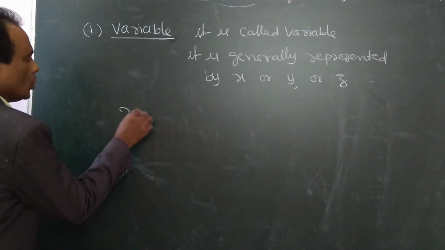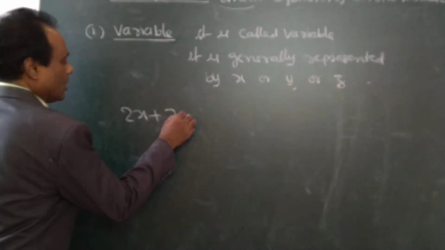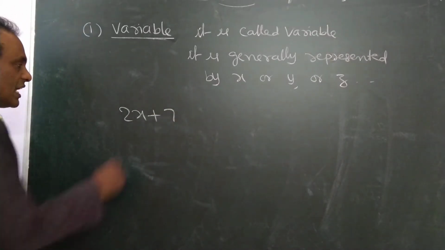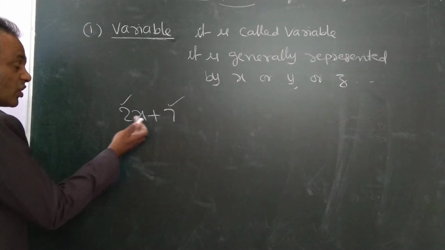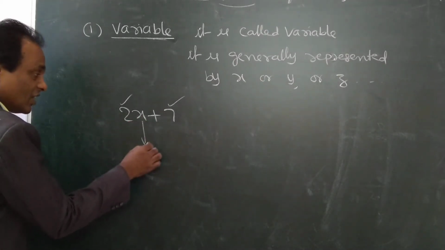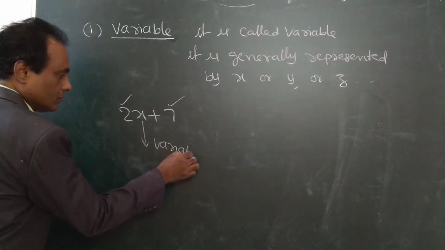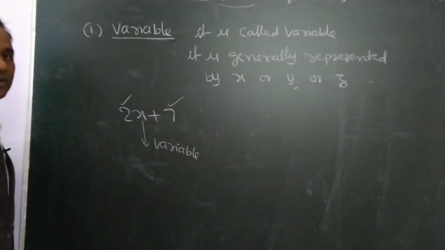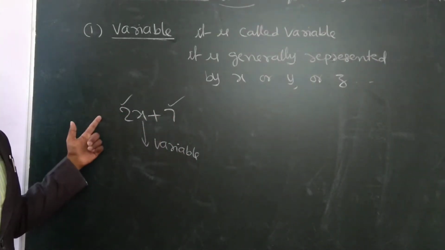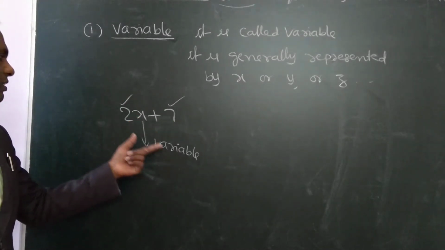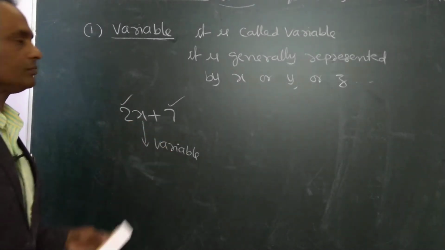See here, 2x plus 7. Here 7 is a constant, 2 is also a constant, and it is also called a coefficient. This x is the variable. Like this you can tell which is the variable and which are the constants. In any expression we can tell what the variable is. Right.